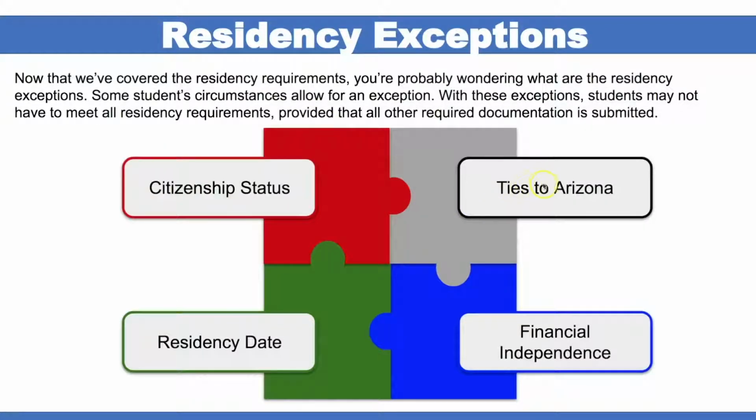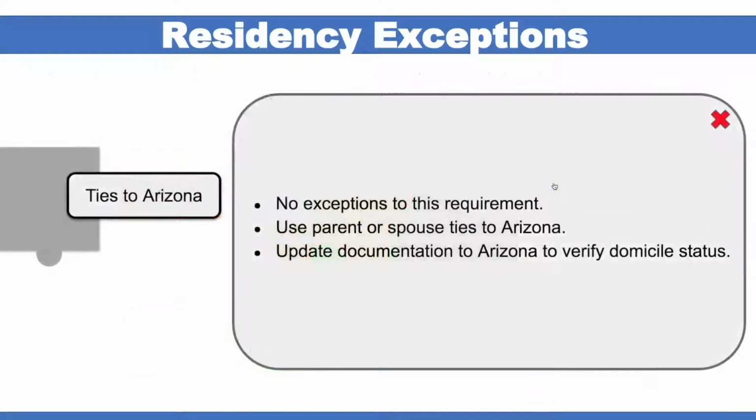As far as the exception of the ties to Arizona, there are no exceptions to this requirement other than students using their parent or spouse's Arizona residency in the appeal process. Students who maintain ties to other states are not typically eligible for in-state tuition. In most cases, students are responsible to verify that they are making permanent ties to Arizona, which includes students using exceptions to the 1-year requirement.